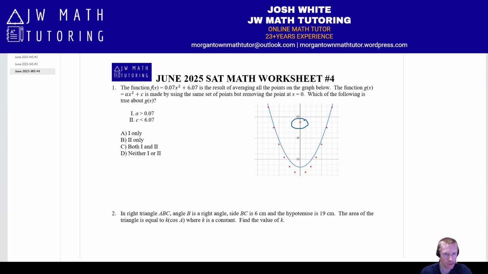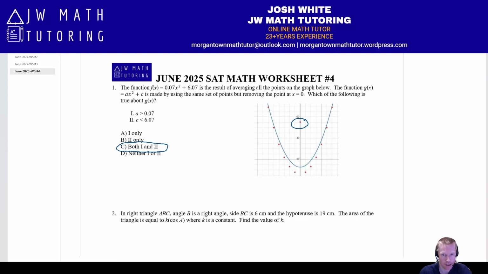So I will tell you. The two options here were obviously: a is going to increase. I mean, it says greater than 0.07, but really it's just that a is going to increase when you do that, and c is going to decrease, c less than the given value of 6.07. All right, so I'll tell you the answer is C. At least that's what I believe. It's both. Both of these will be true for the new function after you take out the outlier.